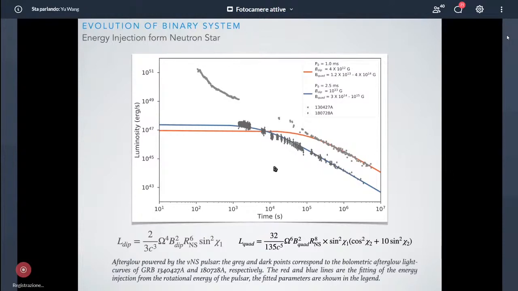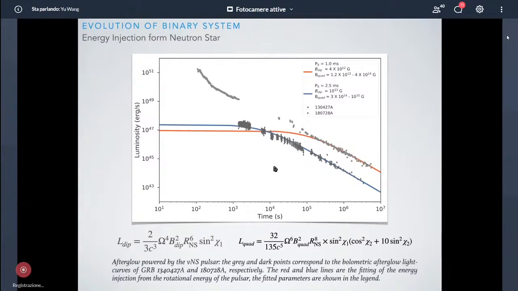This strong quadrupole field dominates the emission in the early years, while the dipole radiation starts to be prominent later when the spin decays. This is because the quadrupole emission is more sensitive to the spin period. If we look at the formula, omega is the frequency. The dipole is proportional to omega^4 and the quadrupole to omega^6. So when omega decreases, the quadrupole emission decreases faster.